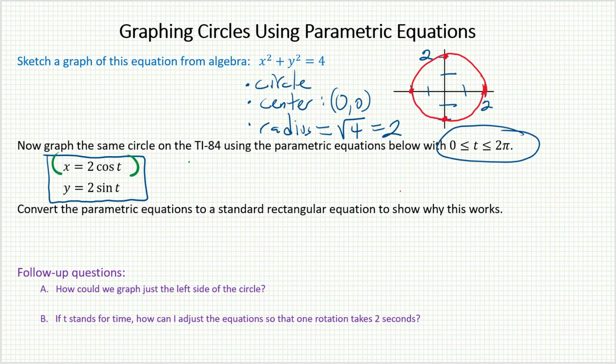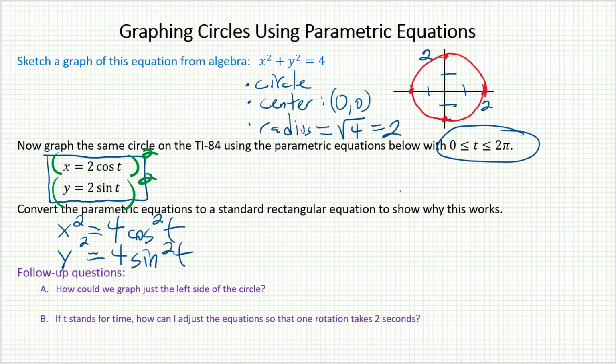Watch what happens if I square both sides of these two equations. I will end up, of course, with x squared equals, let's see, 2 squared would be 4, and cosine t squared would be cosine squared t. Similarly, in the other equation, I'll end up with y squared equals 4 sine squared t.